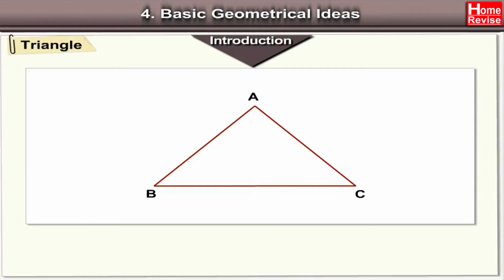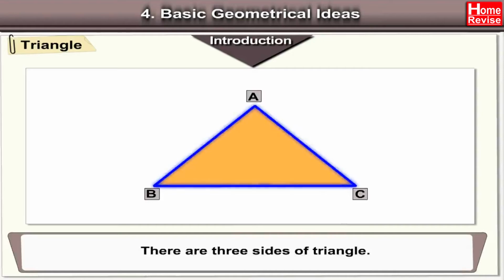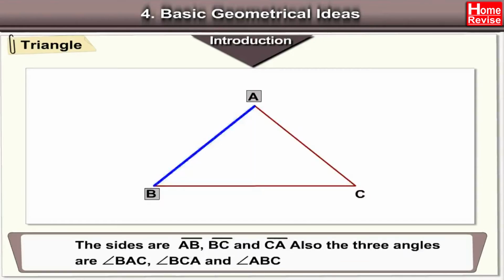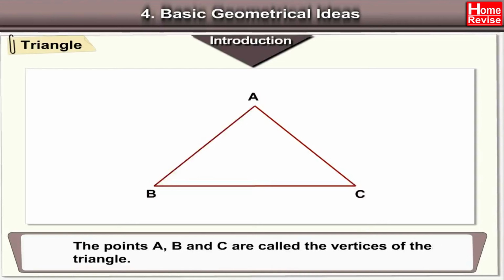Now you can see, kids, that a triangle has three sides. The sides are line segment AB, line segment BC and line segment CA. Also, the three angles are angle BAC, angle BCA and angle ABC. The points A, B and C are called the vertices of the triangle.